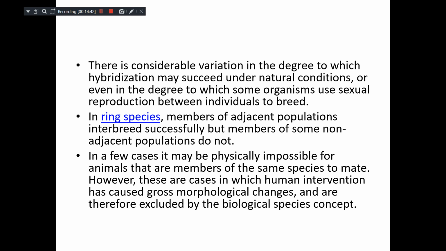So there is a considerable variation in the degree to which hybridization may succeed under natural conditions. Now, in natural conditions also hybridization takes place. Then even we do not know the degree to which some organisms use sexual reproduction between individuals for the purpose of reproduction. When there is a scarcity of knowledge and information, there also this species concept or definition fails.